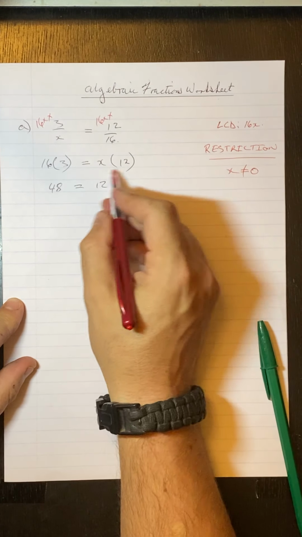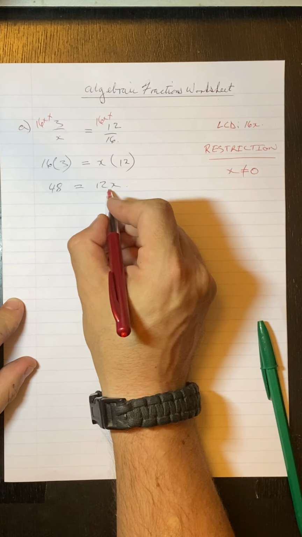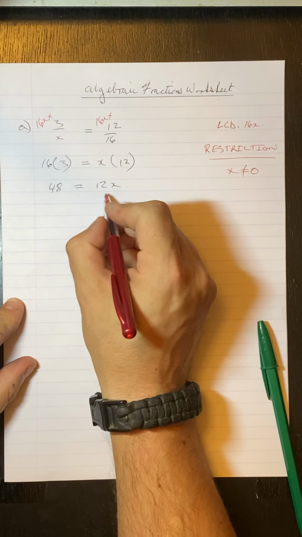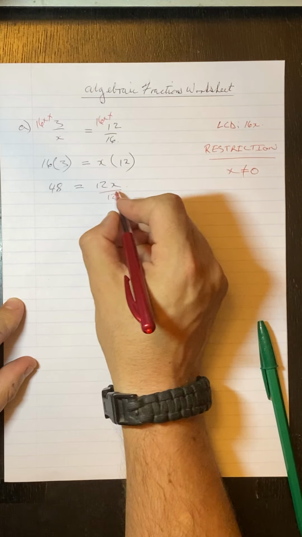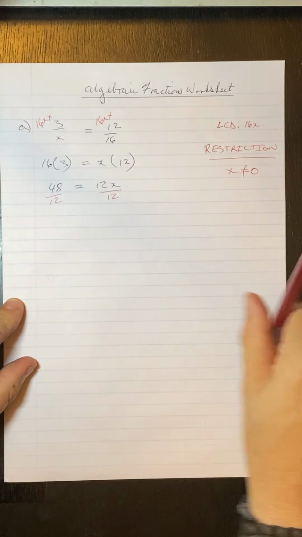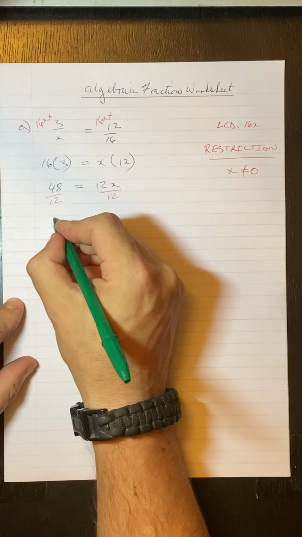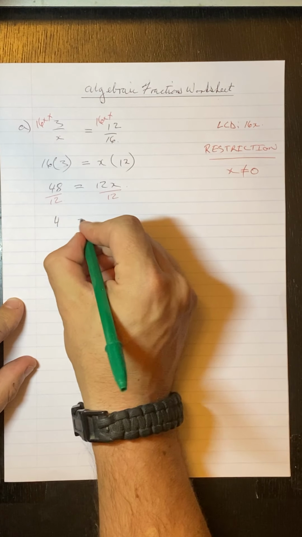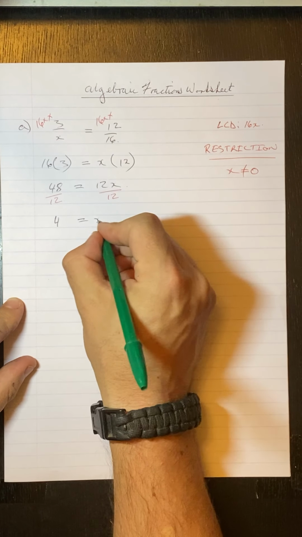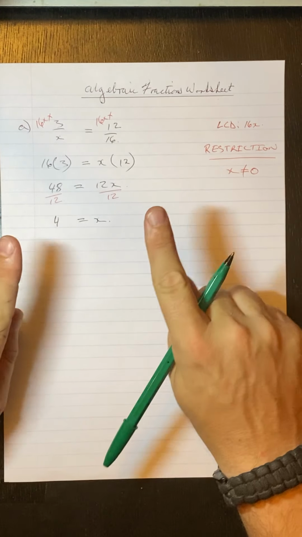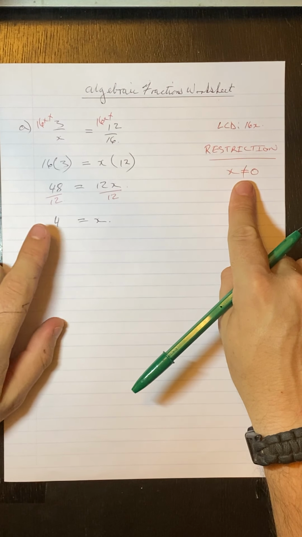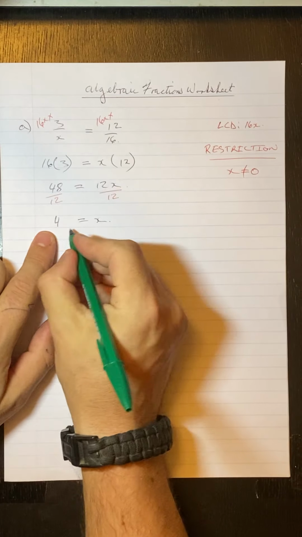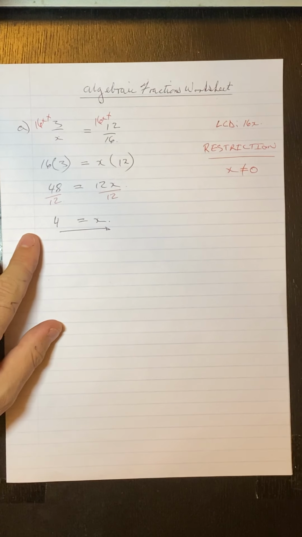So just like a normal equation, we want to get the x on its own. So this is saying 12 times x. The opposite of times is divide. What I do to this side, I do to this side. 48 divided by 12 is 4. The 12s here cancel and we're left with x. Okay, now I must just check my restriction. X cannot be equal to 0, but I don't have that. So this is a solution.